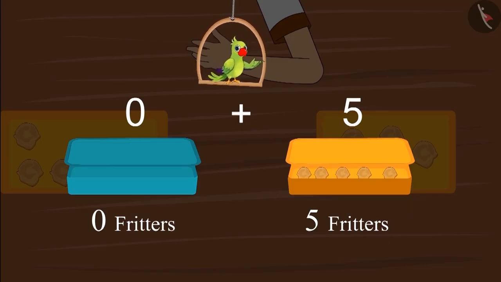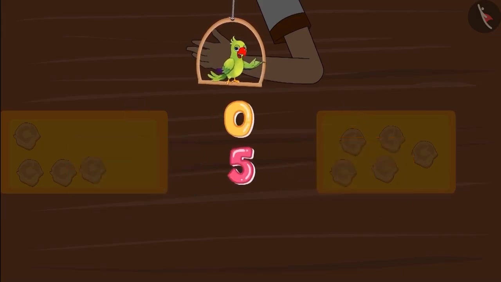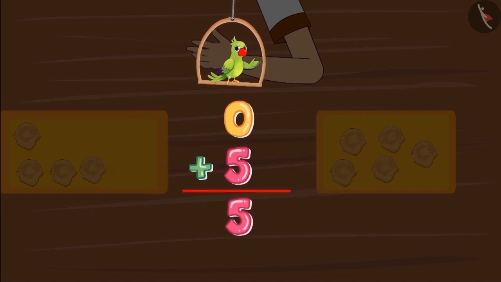So children, do you remember how we added single digit numbers in an organized way? It means 0 fritters and 5 fritters. So Chotu has 5 fritters.